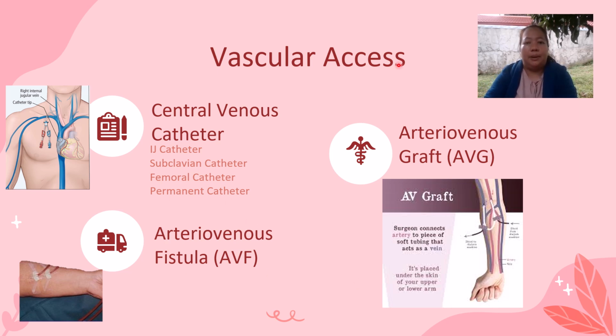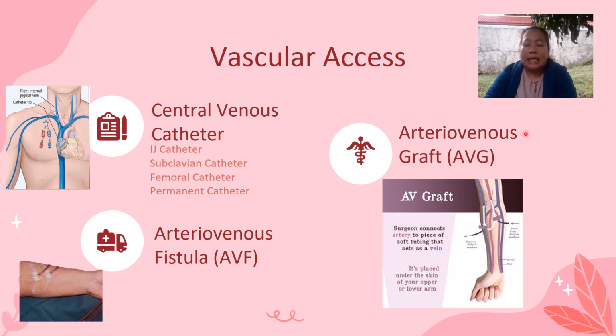Arteriovenous fistula. An arteriovenous fistula is a surgically created connection between an artery and a vein, typically in the arm. It is the preferred vascular access method for patients undergoing long-term hemodialysis. Two cannulas are inserted for arterial and venous connection.